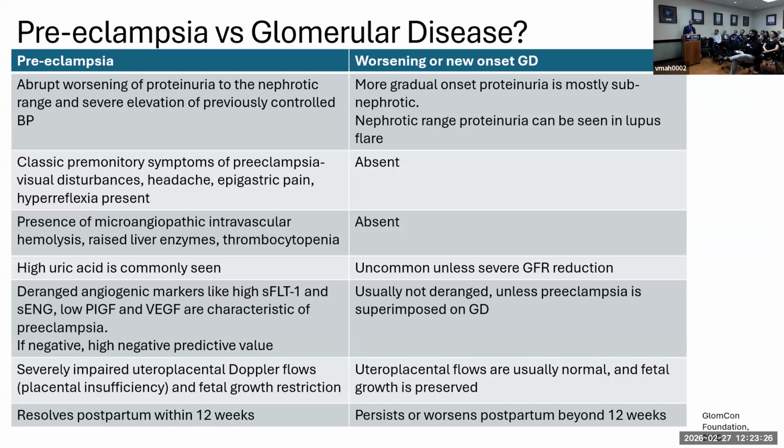Preeclampsia, as we know as well, is associated with premonitory symptoms. You have visual disturbances, headache, epigastric pain, and hyperreflexia. You also can have microangiopathic intravascular hemolysis, so the HELLP syndrome. You can have a high uric acid in preeclampsia. And then you have these markers, which is the sFlt-1 to PlGF ratio.